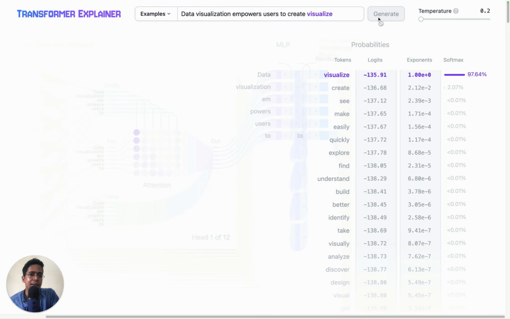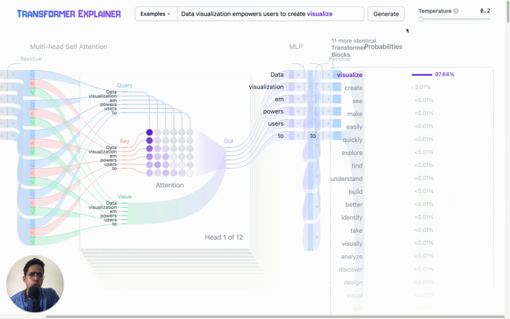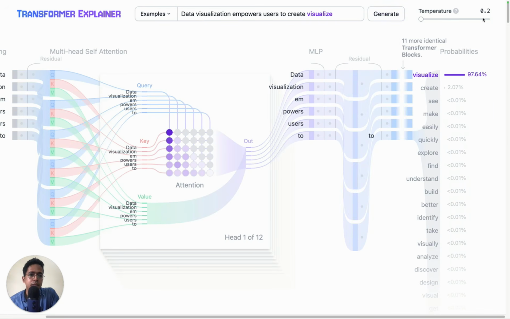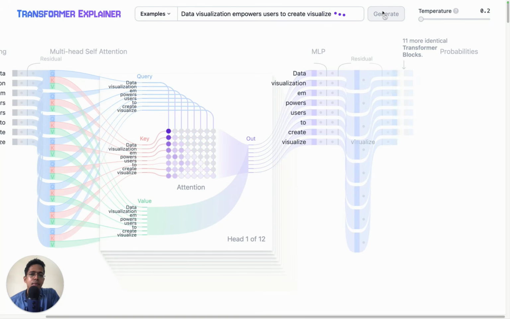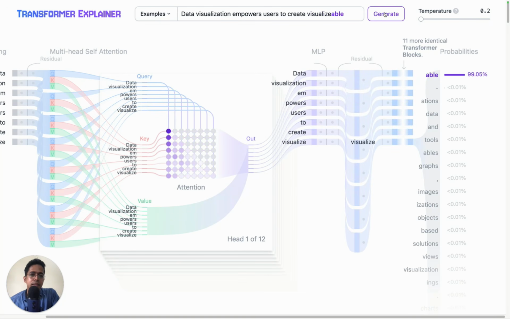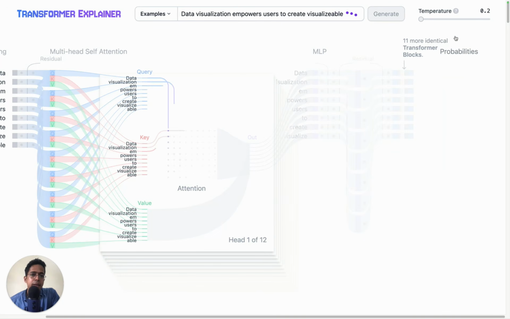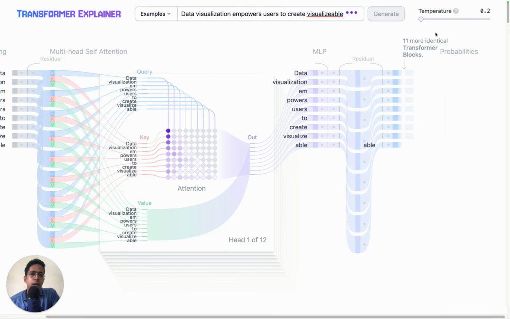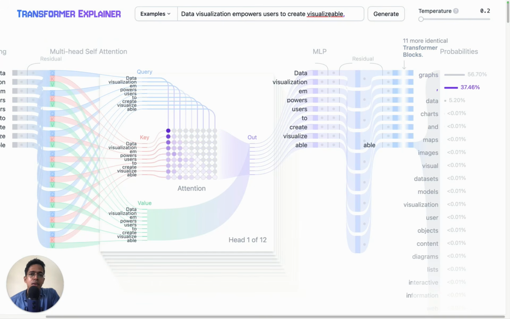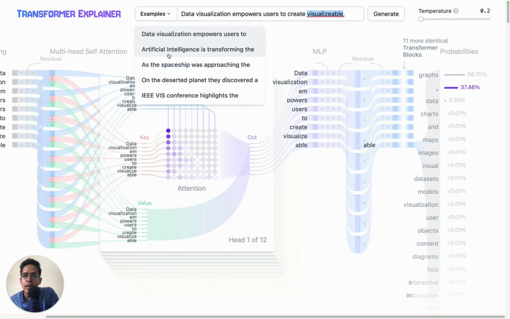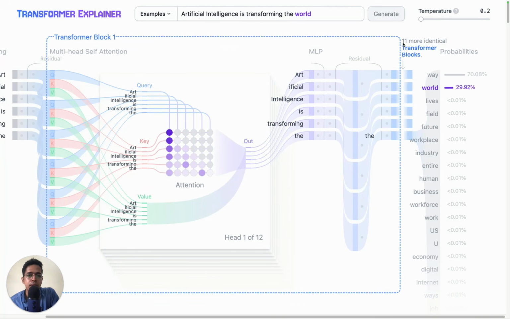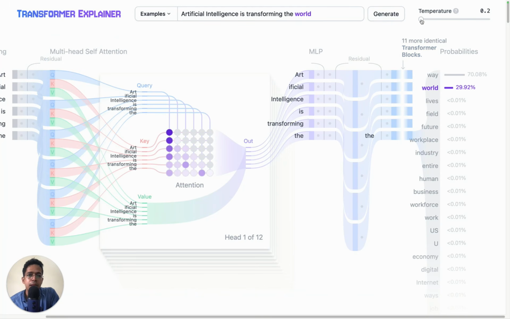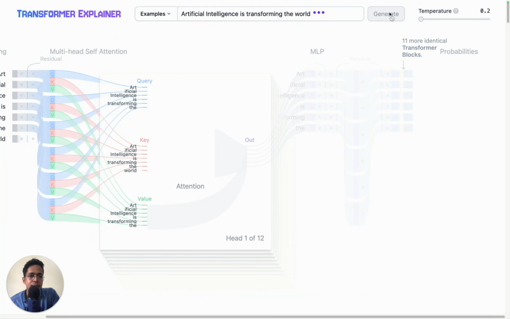So first, let me click generate with temperature being 0.2. Then you can see that almost always the top guy is being picked. Top guy meaning whichever is the highest. Okay, let me select another example. Okay, let us do the calculation. Now let's keep the temperature low, 0.2, and then click generate.